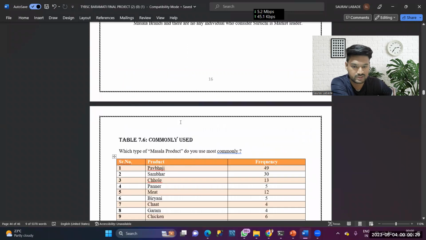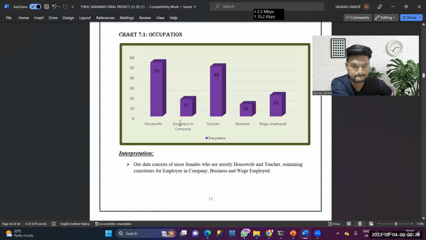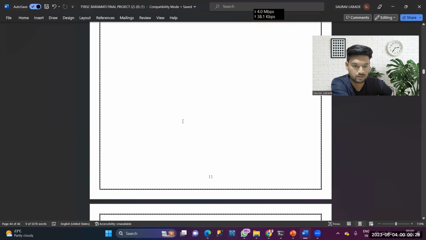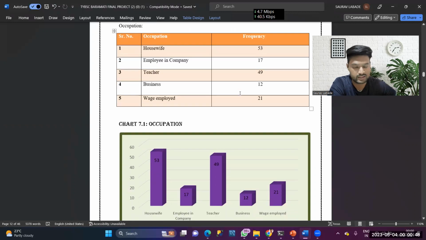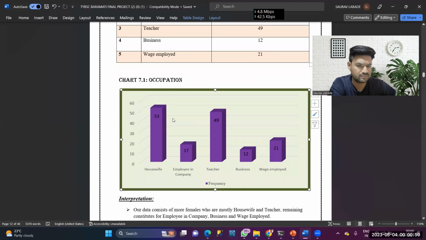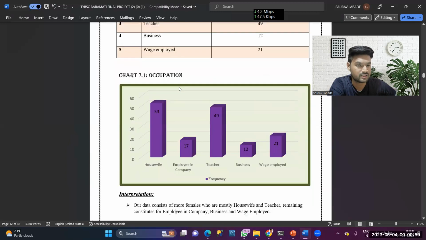Now from the first question, what is the occupation status of the respondents? From that I get that there are 53 housewives, and 17 employed in a company, teachers, business, and wage employees. The graph will look something like this. These are the interpretations from that visualization.